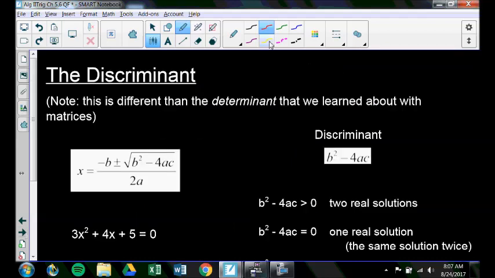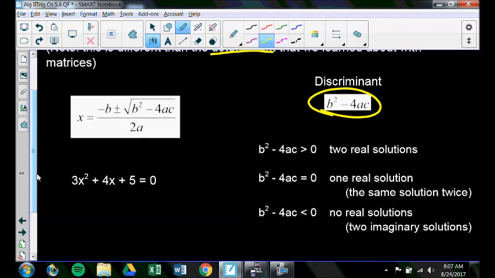This is called the discriminant. The discriminant is the b squared minus 4ac part of the quadratic formula. In a previous chapter, we learned about determinants. That was a matrix thing. This is different. This is discriminants. You take the b squared minus 4ac part of the quadratic formula and determine how many solutions there will be. So before you start a problem, you can tell if it's solvable and in what way it's solvable.